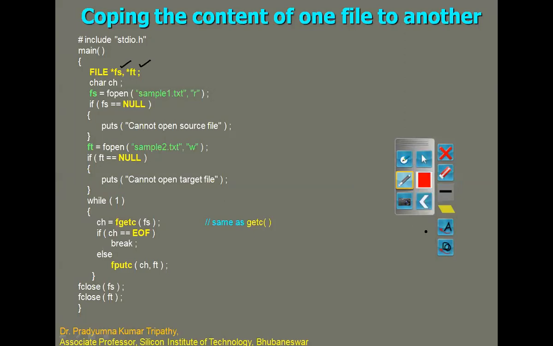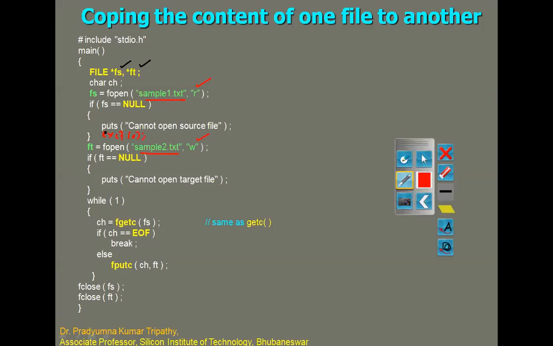Now I open the source file in read mode and the target file in write mode. What I need is to read from the source file and write into the target file. Correct? So I check if the source file is open. It's good. If it cannot open, I use puts to print a message and I can write exit over here, so it will come out from this.